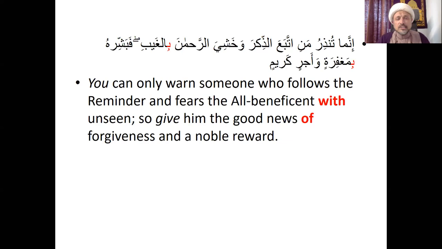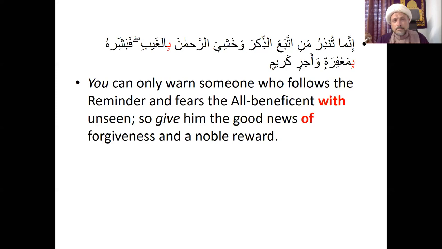So that is the uniqueness: you have not seen God, but you felt the existence of God with logical evidence and logical argument. You believed, and that puts you in a very high, lofty rank. So you are the one who is paying heed and who has awe of the most merciful, because you have realized the existence of God. Bil ghaybi. Fabashshirhu. Give him bishara.